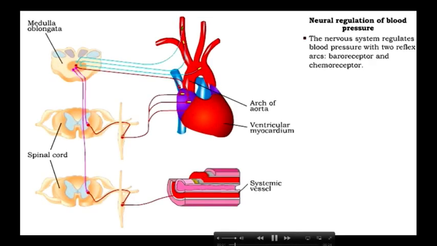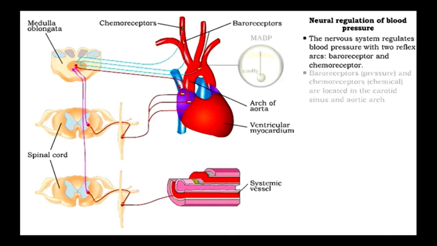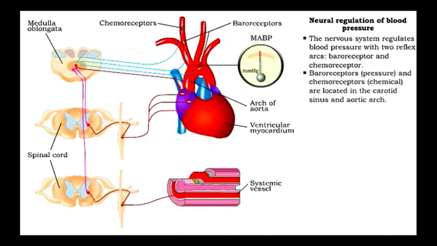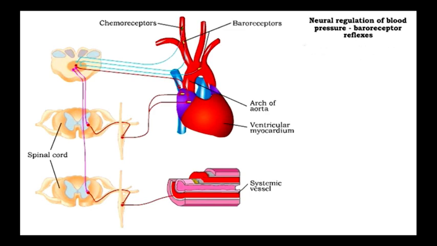The nervous system regulates blood pressure via negative feedback loops in two types of reflexes, baroreceptor and chemoreceptor. Baroreceptors monitor blood pressure. Chemoreceptors monitor chemical composition. Both are located in the carotid sinus and arch of the aorta. Baroreceptor reflexes are major short-term mechanisms for regulating mean arterial blood pressure. The carotid sinus reflex helps maintain blood pressure in the brain.